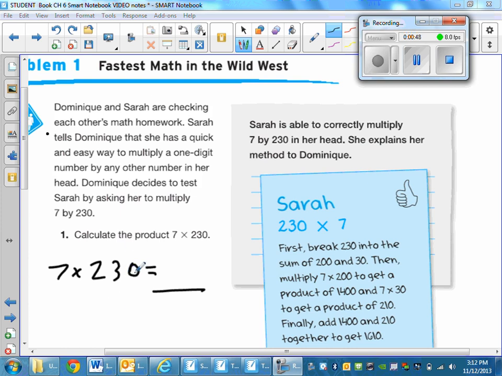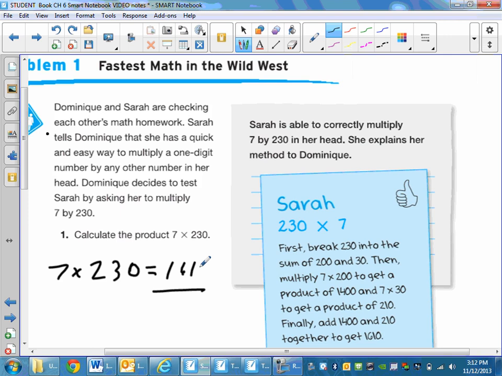Alright, so you should have answered this. Sarah is able to correctly multiply 7 by 230 in her head. She explains her method to Dominic. First, break 230 into the sum of 200 and 30. Then multiply 7 by 200 and get a product of 1400, and then 7 times 30 to get a product of 210. Finally, add the two together, 1400 and 210, to get a total of 1610. So I'm hoping that everybody got 1610.